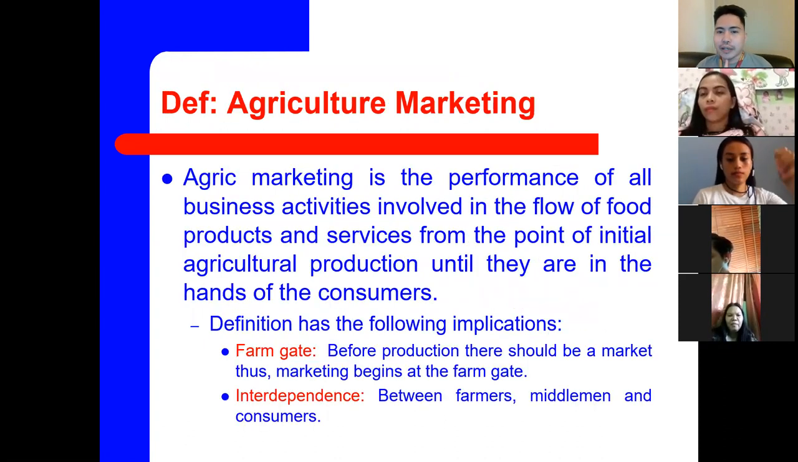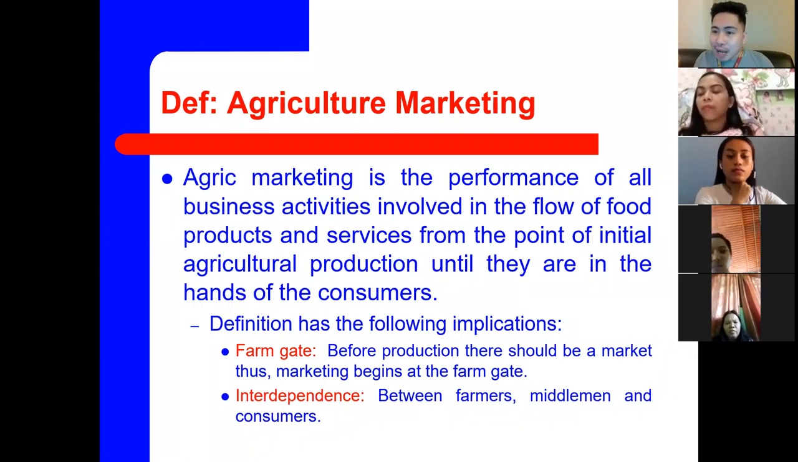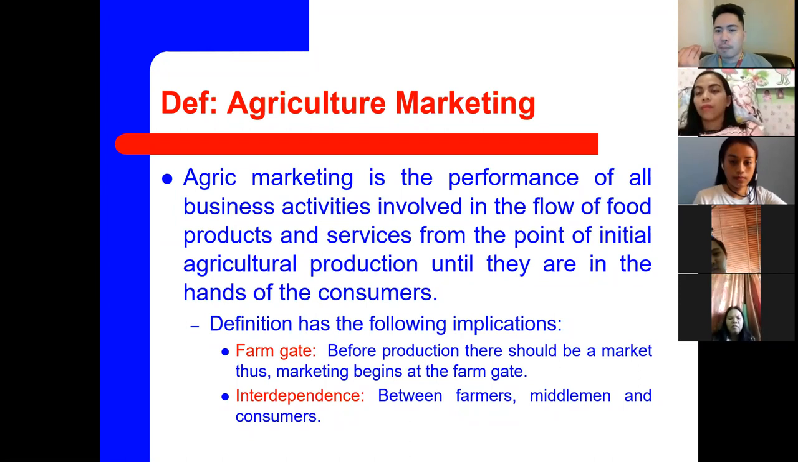So, agricultural marketing is the performance of all business activities involved in the flow of food products and services from the point of initial agricultural production. Kung kag point of initial agricultural production, the moment nagtanom ka, the moment nga gipanganak ng mga bakaha or mga kanding, the moment that you rear them to become products ready for distribution, that's what we call point of initial production, until they are in the hands of the consumers.